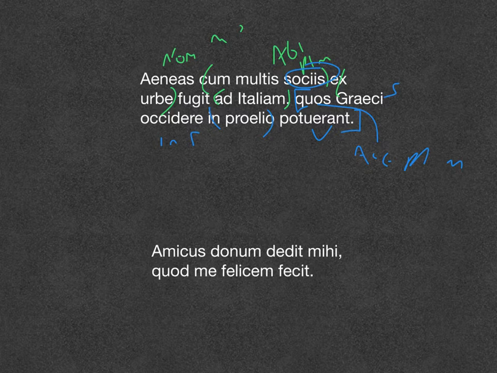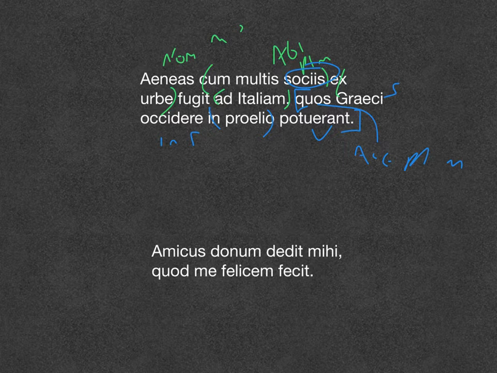All right, so you get Aeneas fled from the city to Italy with many comrades whom the Greeks had not been able to kill in battle. First of all, this just makes sense because you couldn't, of course, take dead people with you to Italy, and so they are the survivors of the war, so the ones who the Greeks had not been able to kill in battle.